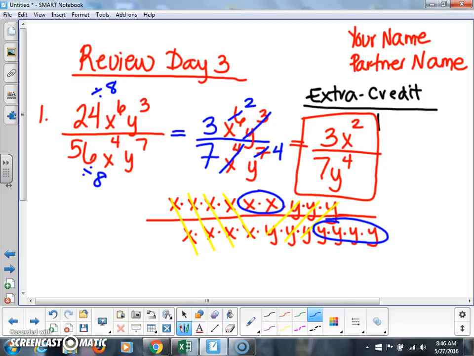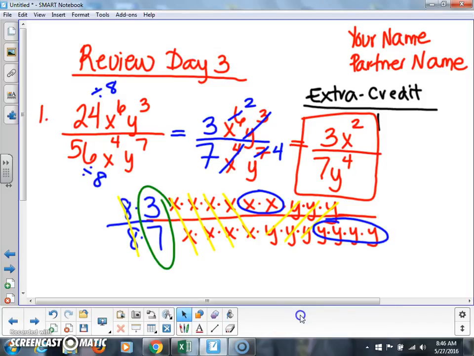Okay? Another way of seeing this is 8 times 3 is 24, right? And 8 times 7 is 56. You're actually canceling out the 8's. So the only thing you're left with is the 3/7, the x squared, and the y to the 4th power.